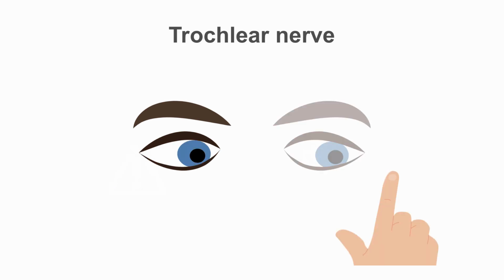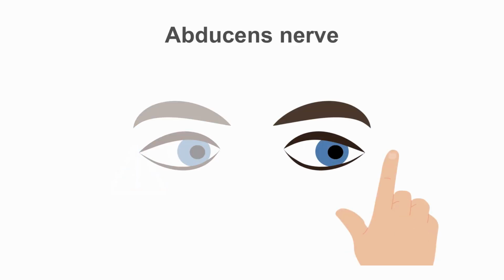The trochlear nerve innervates the superior oblique muscle, which turns the globe down and in, so damage to cranial nerve 4 prevents this movement. The abducens nerve, cranial nerve 6, powers the lateral rectus, which moves the eye into abduction. Therefore, damage to cranial nerve 6 prevents abduction.